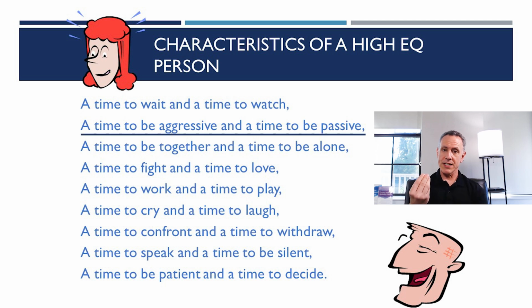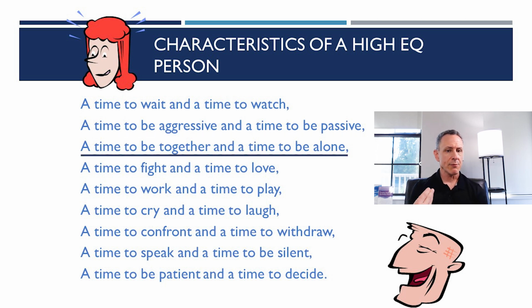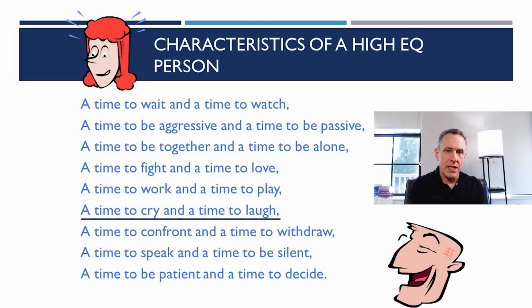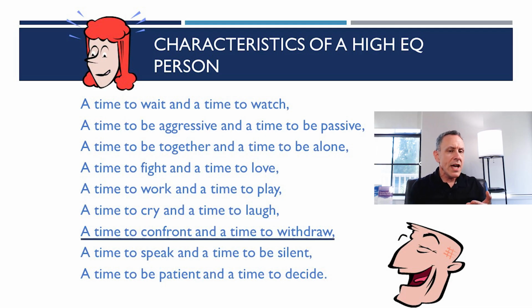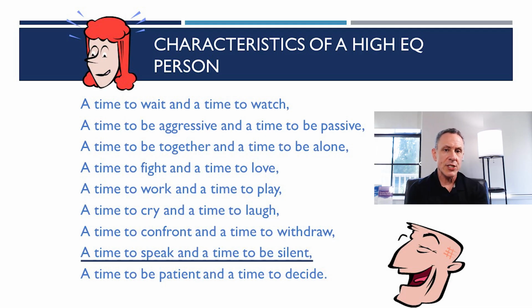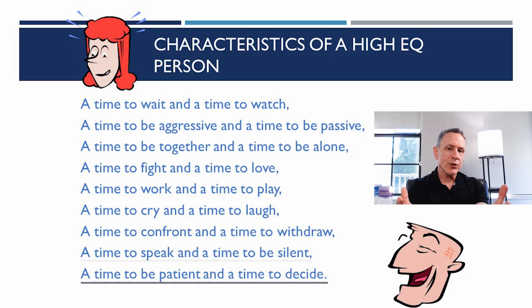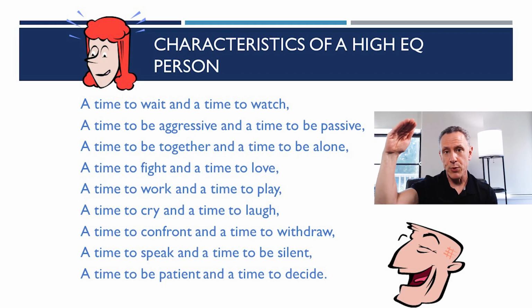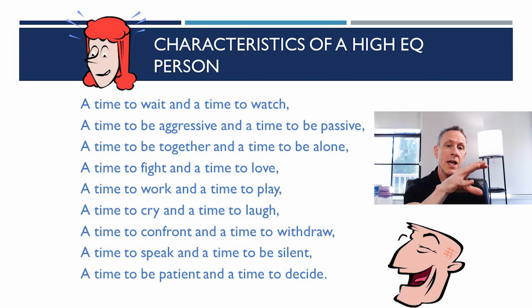So for your high EQ person, it's a time to wait and a time to watch. It's a time to be aggressive and a time to be passive. It's a time to be together and a time to be alone. A time to fight and a time to love and a time to work and a time to play. So you get the idea of the balance, right? It's a balance between the two. And you're reading yourself, the situations and the environment, and you're able to interpret that. And you're able to recognize that there are particular behaviors that are going to increase the probability of success within these different environments with these different people. And that's what emotional intelligence is.